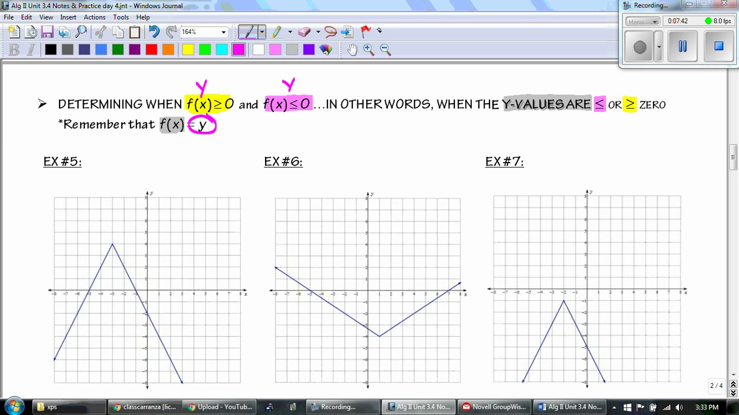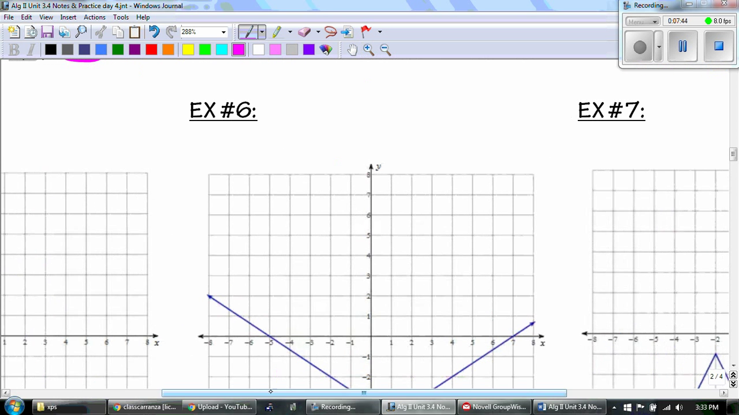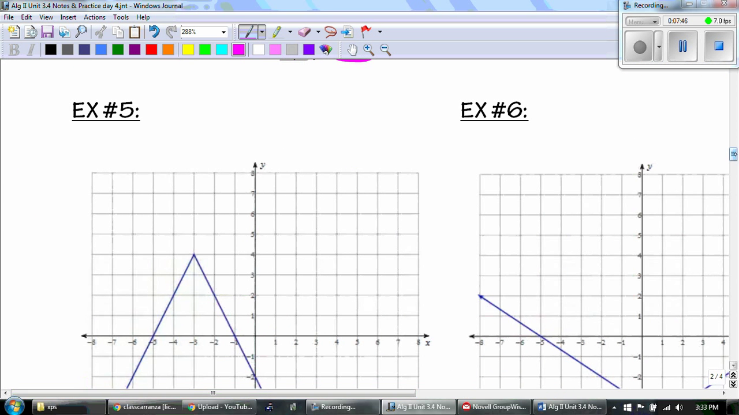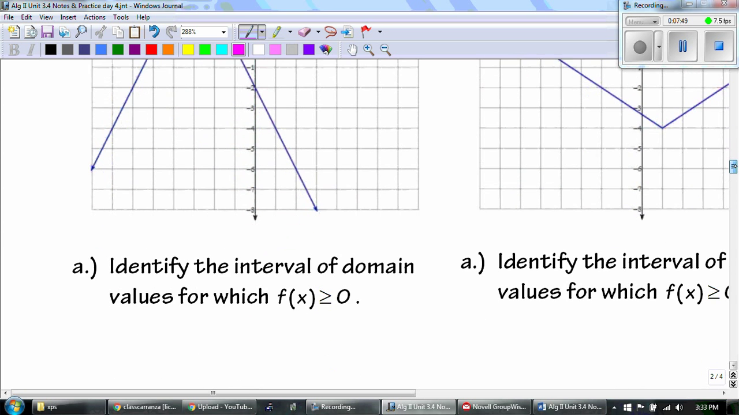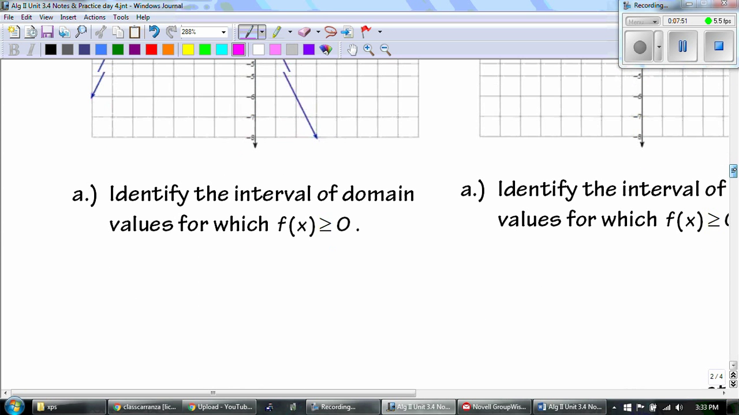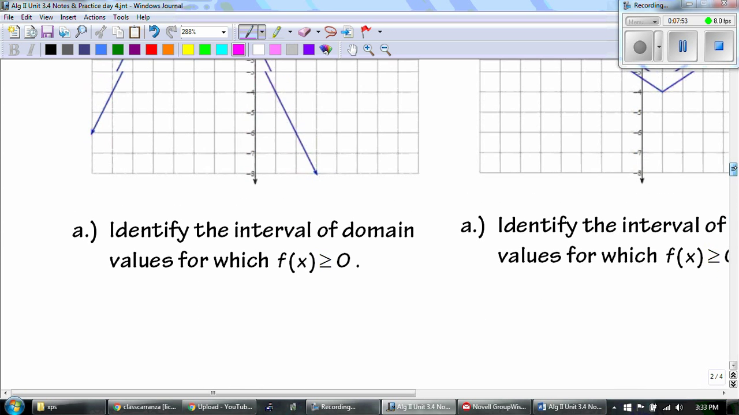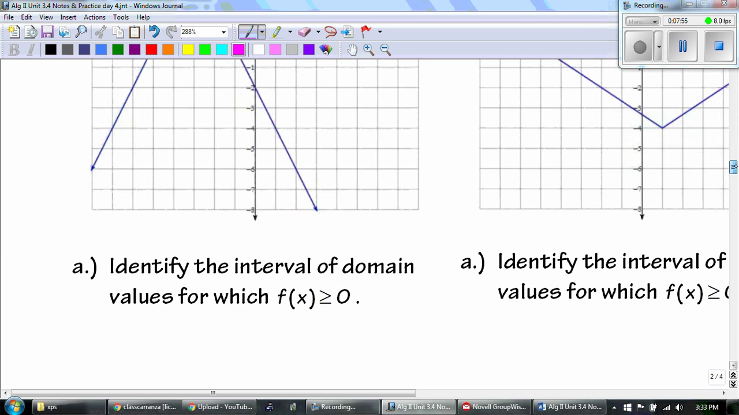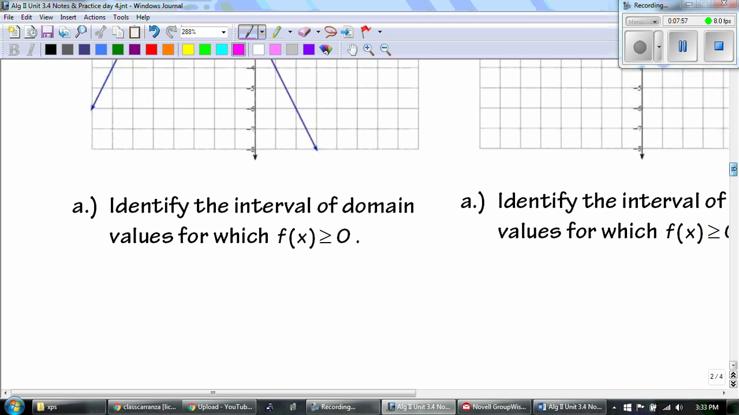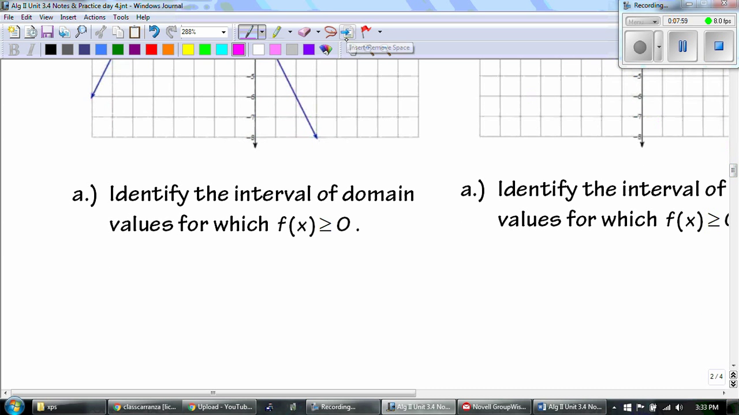Okay, so let's take a look at this. Our first question is identify the interval of domain values for which y, or f of x, is greater than 0. So you need to ask yourself, where are the y values greater than 0?